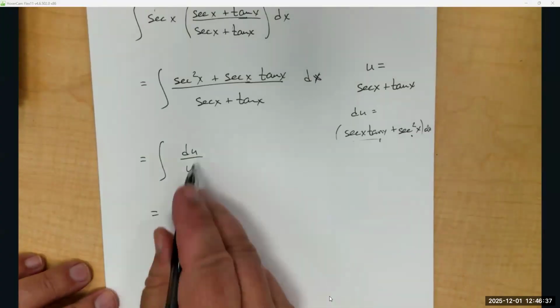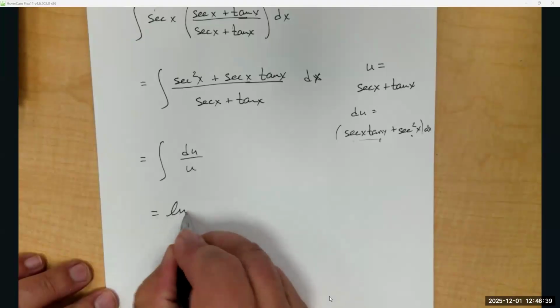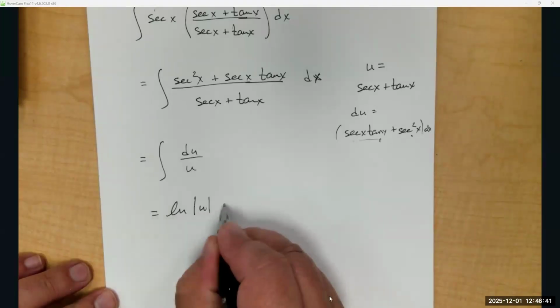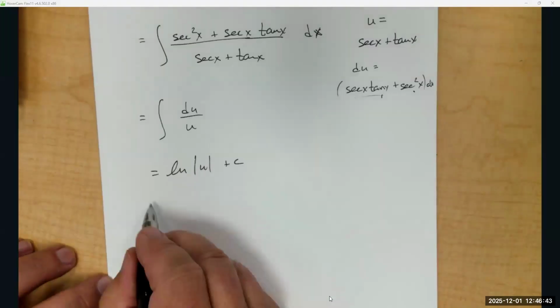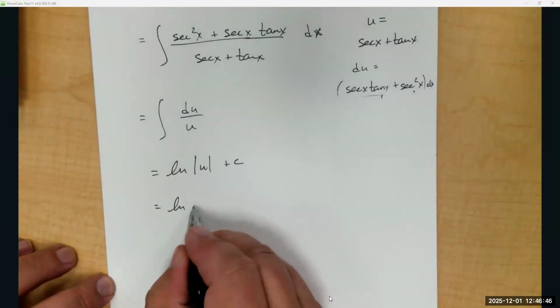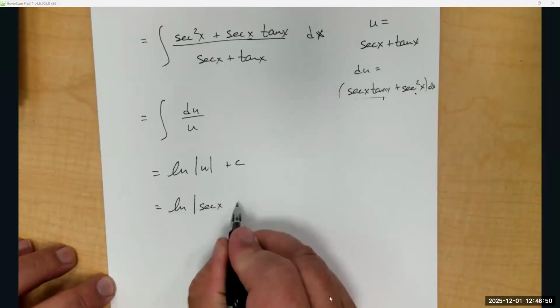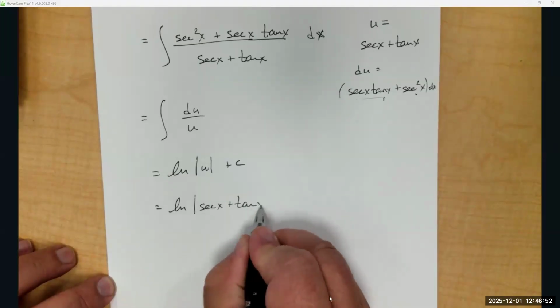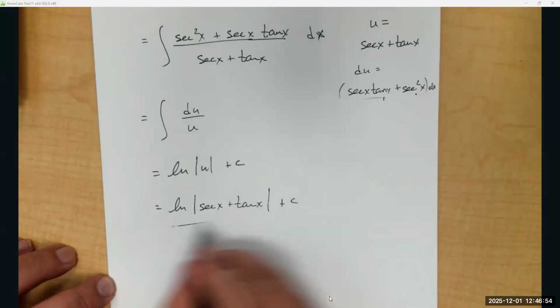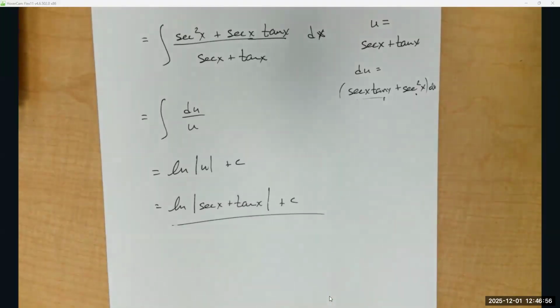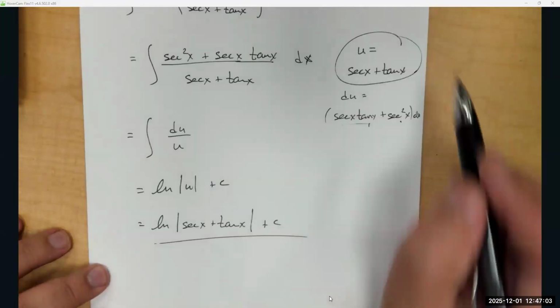So the integral of du over u is ln u, and u was secant x plus tangent x plus c. Because that's what we did up here. That's the conversion.